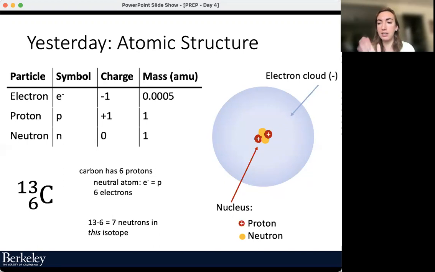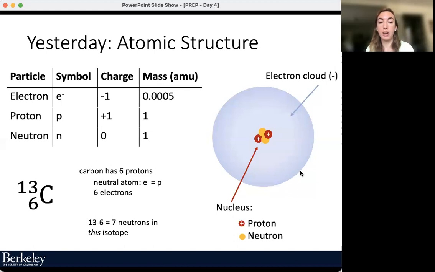But for now, does everyone who's in the Zoom call right now feel like you understand how to figure out how many electrons an atom has? Or does anyone have any questions on that? Okay, I'm not seeing any questions, but as always, please ask and stop me if you are confused.